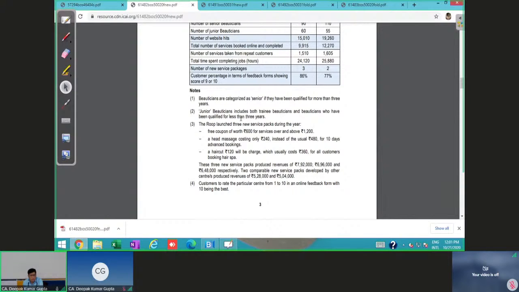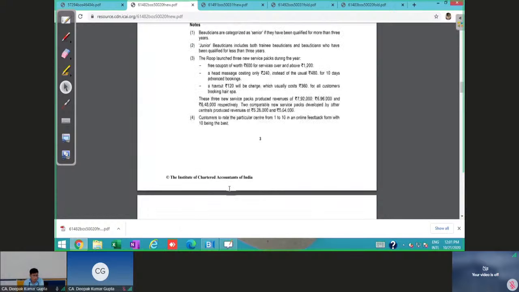These three new service packs produced revenues of 7,92,000, 6,96,000 and 6,48,000 respectively. Two comparable new service packs developed by other centers produced revenues of rupees 5,28,000 and 5,04,000. Customers rate the particular center from 1 to 10 in an online feedback form, with 10 being the best.